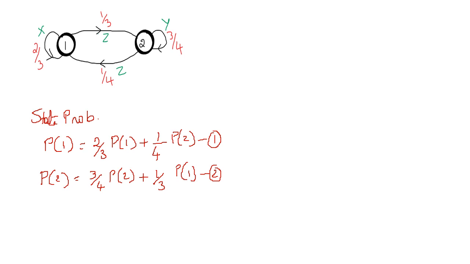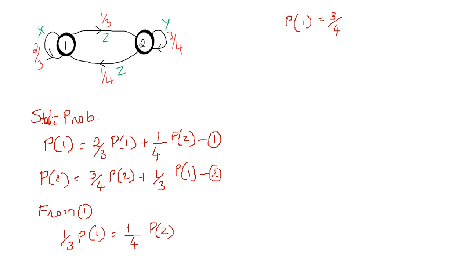Now we need to solve these two equations. From equation 1 we can write 1 by 3 times P of 1 is equal to 1 by 4 times P of 2, or we can write P of 1 is equal to 3 by 4 times P of 2. Let this be equation number 3.